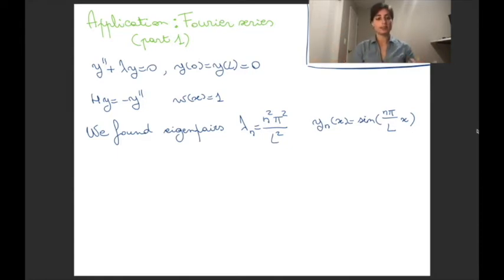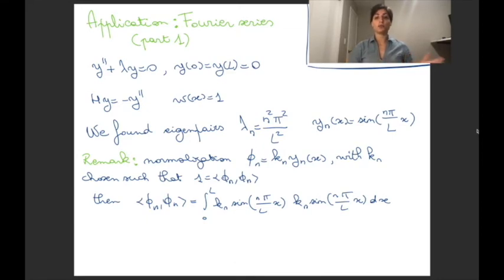Then we can define our self-adjoint operator as Hy = -y''. Our weight is equal to 1, and we can find the eigenpairs λn and yn, where λn is n² π² divided by L², and yn is sine of nπ divided by L times x. Both of them, you see, depend on n. So it's easy to see that they're all different and they can be counted.